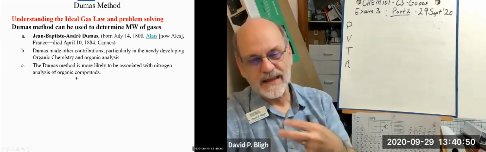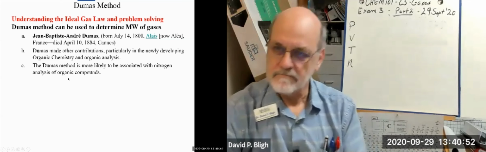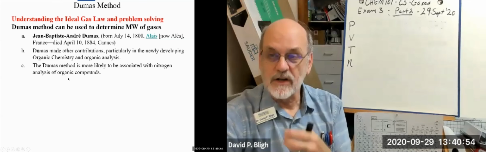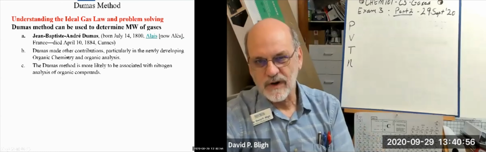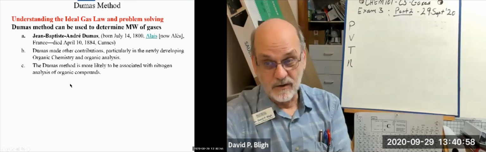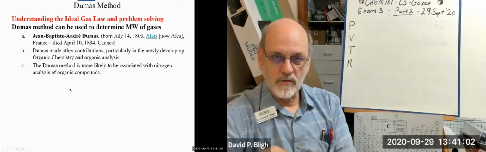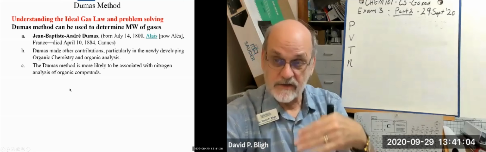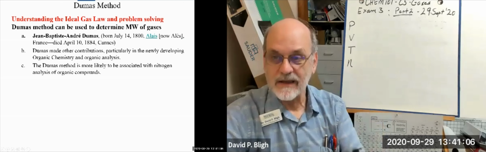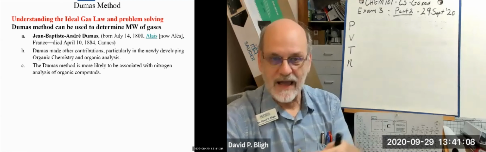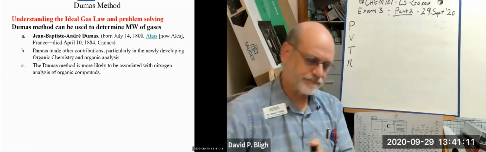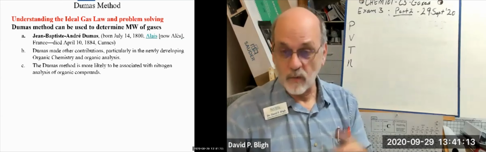But what I'm saying here is that Dumas attached his name to a number of different methods, right? So when you say Dumas method, it really could be any number of methods. So the Dumas method we're interested in is the one that determines molecular mass, molar mass, molecular weight. Now, why do we want to do that?